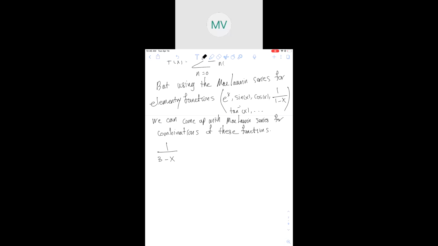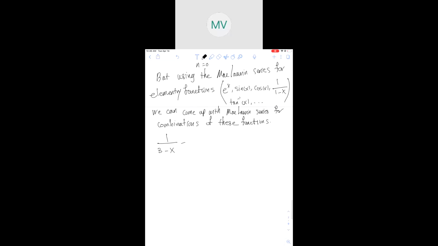Okay? This is what we can do. We already know that 1 over 1 minus t, we already know the Maclaurin series for that is the sum of t to the n, from 0 to infinity, right? The geometric series. We already know this. So if I can rewrite 1 over 3 minus x in this form, in fact, we don't care about the denominator if it's a constant.